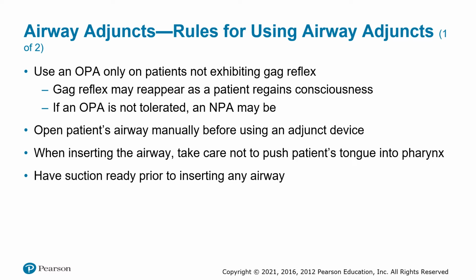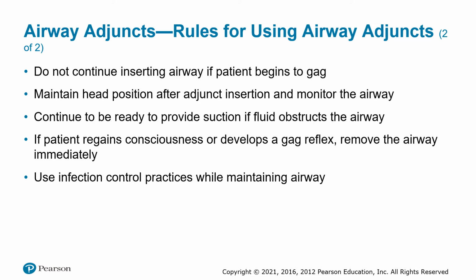Open the patient's airway manually before using an adjunct device, and when inserting the airway, take care not to push the patient's tongue into the pharynx. Always have suction ready prior to inserting the airway, because they may gag and vomit. Do not continue inserting if the patient begins to gag. Maintain head position after the adjunct insertion and monitor the airway. Continue to be ready to provide suction if fluid obstructs the airway, and if the patient regains consciousness or develops a gag reflex, remove it immediately. Always use infection control practices.